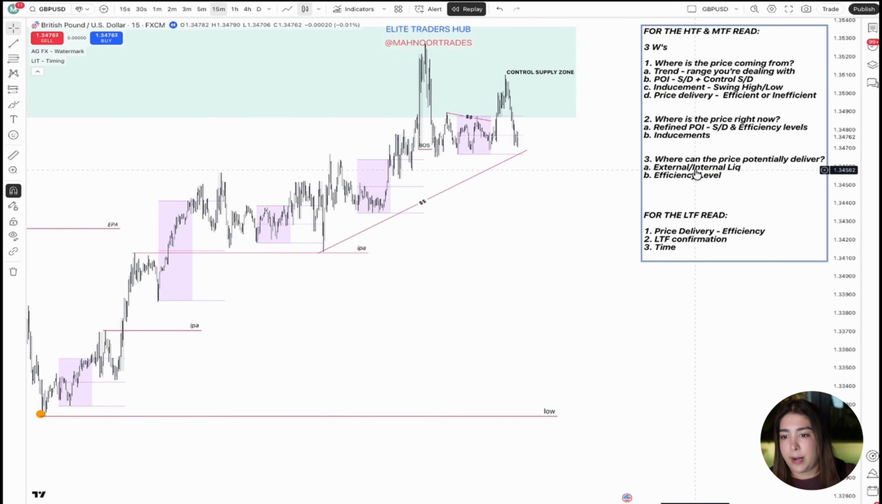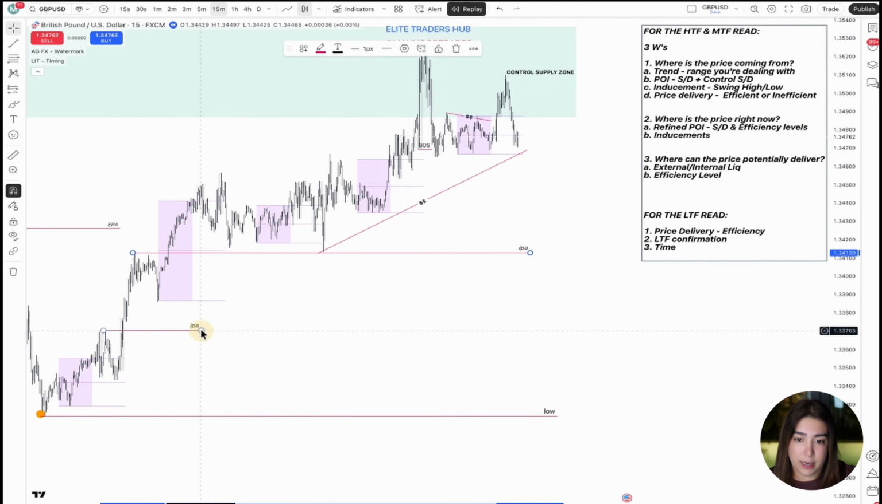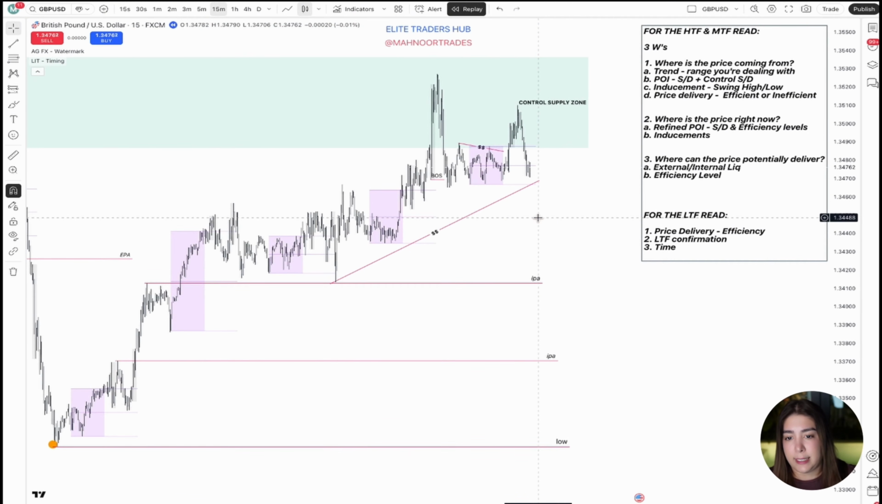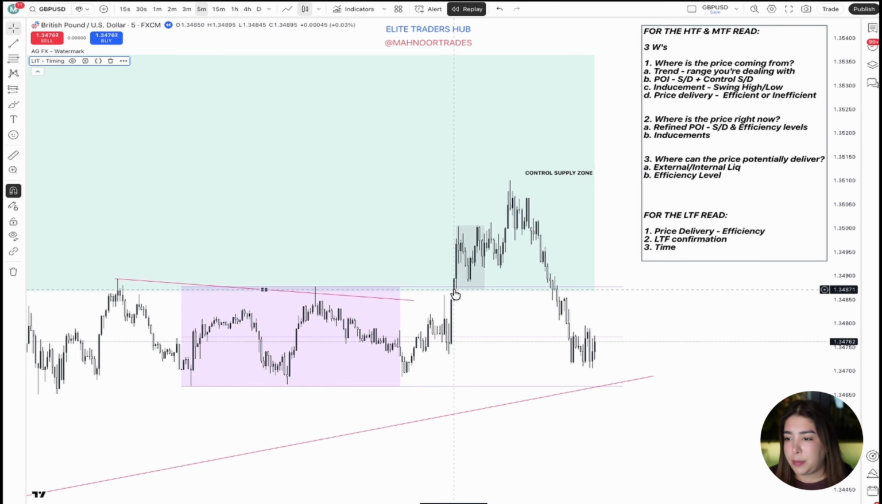So when I say where can the price potentially deliver, it could be external liquidity, internal liquidity, or efficiency levels, which are these IPAs. Or it could be this trend line. There's a lot of points that the price can deliver towards. So where can the price potentially deliver? What is the realistic roadmap?